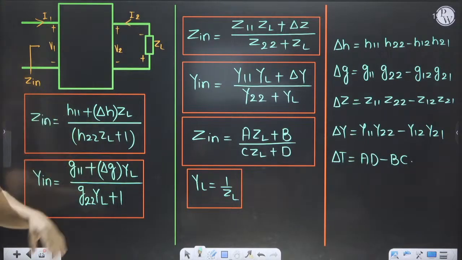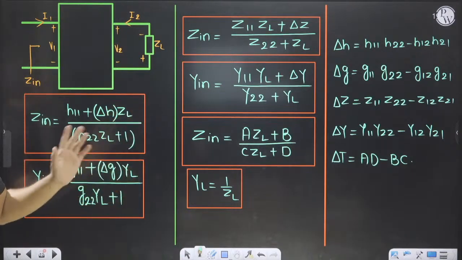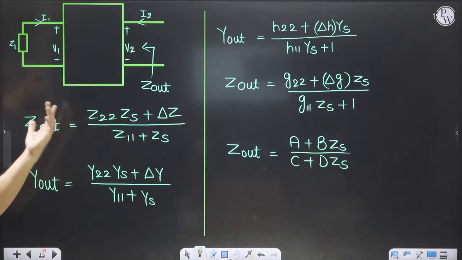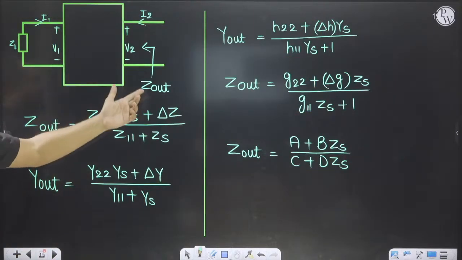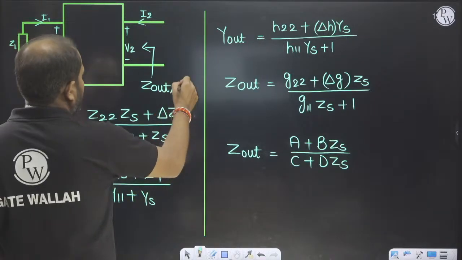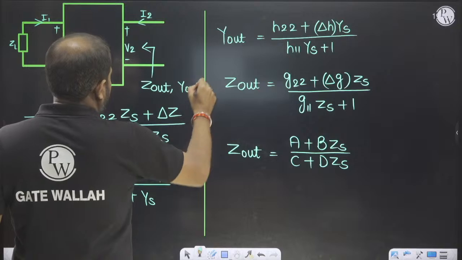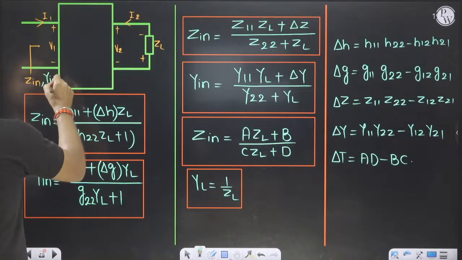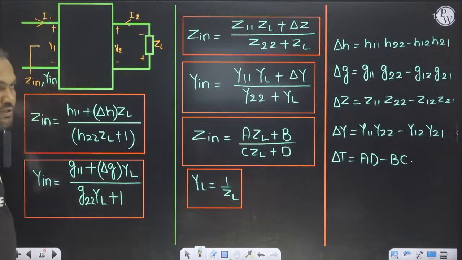So we are going through the revision part. We have derived this, we know everything, so it is very easy to understand. In case the source impedance is given and Z out or Y out is asked, or they are asking Z in or Y in, you have to answer according to that.